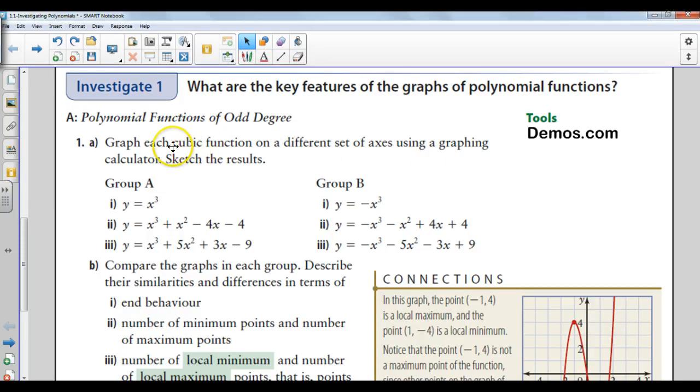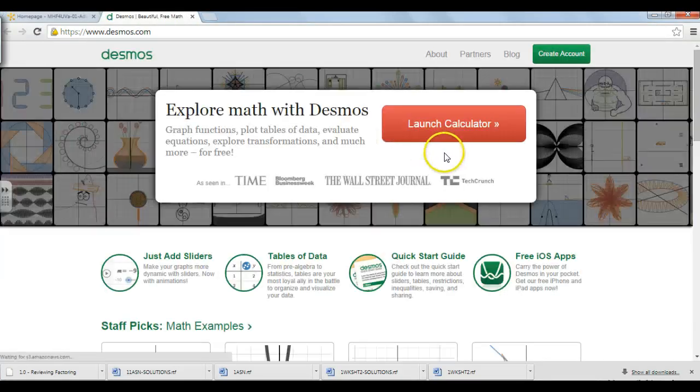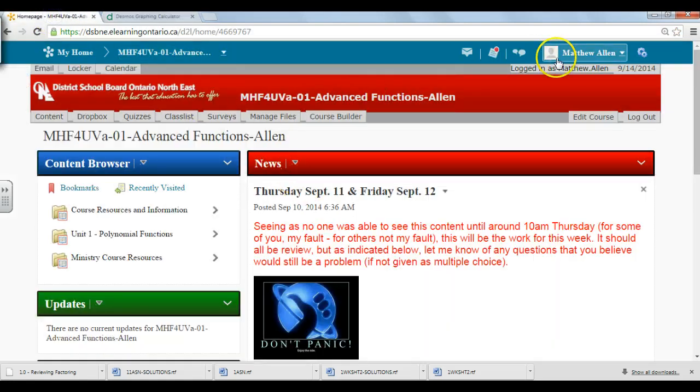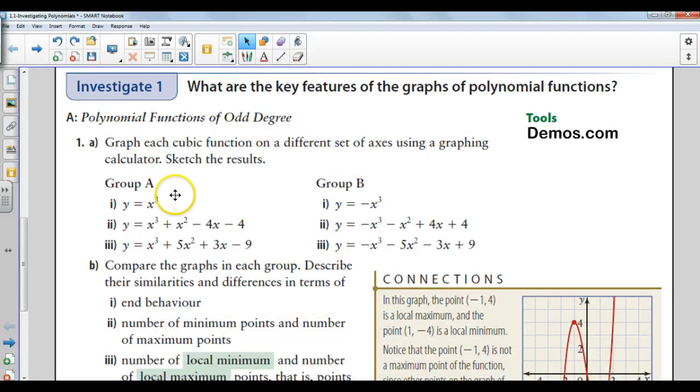So essentially what this is asking us to do is just graph all the values from the group. My suggestion is we're going to use Desmos for most of the things we do this year. I think it's the best free online graphing calculator that's available. When you go to desmos.com, it'll jump you to this page, and then you hit launch the calculator, and you'll see that the actual website is desmos.com/calculator. Then basically you're going to take the expressions that are written here, x cubed plus x squared, and so on, and you're going to put them in there.